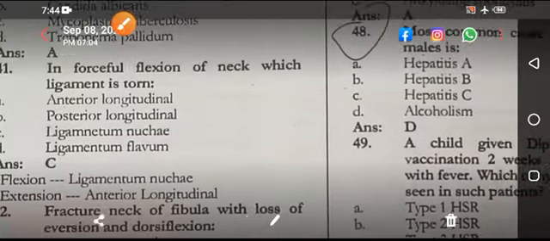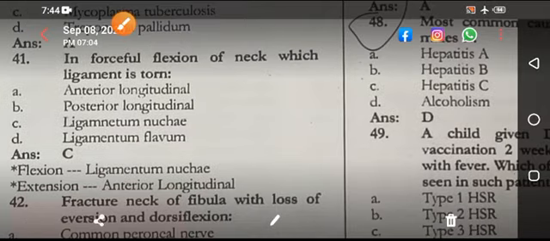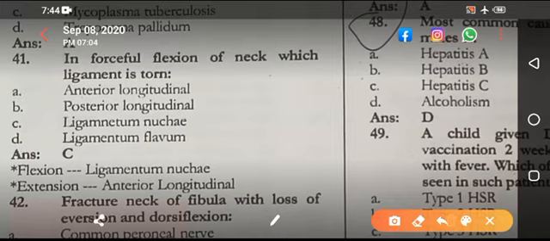In a forceful flexion of the neck, which ligament is torn? So there is a rule for the ligament tear: the ligament that opposes the movement at the joint will be torn.